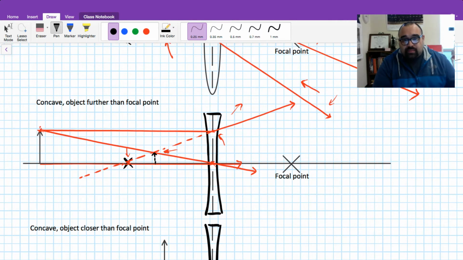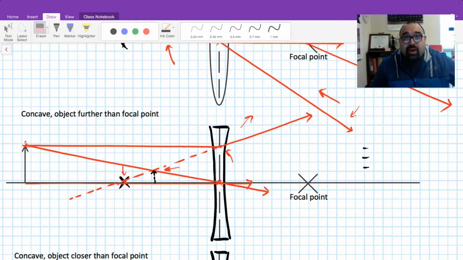Oh no, spinning wheel of death. Okay, I'm going to keep recording. No, I'm not going to keep recording. Okay, I think we're back. OneNote just crashed a little bit, but we're used to that.